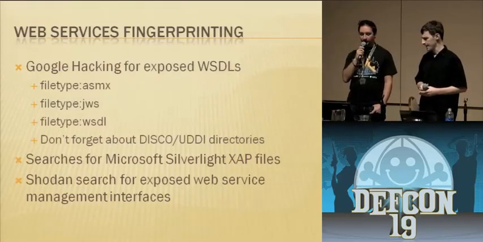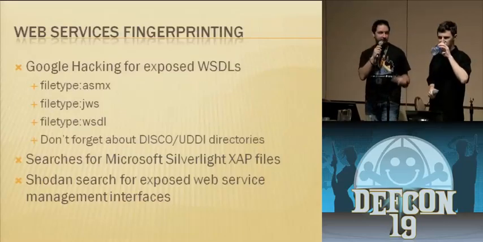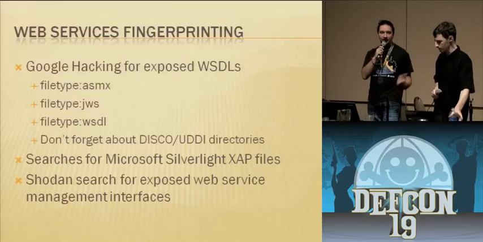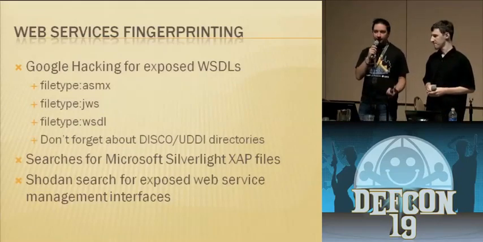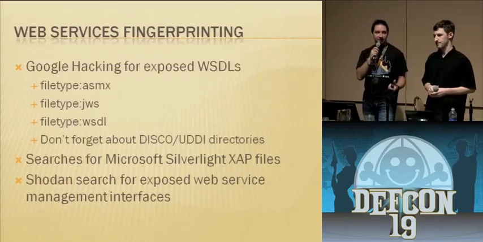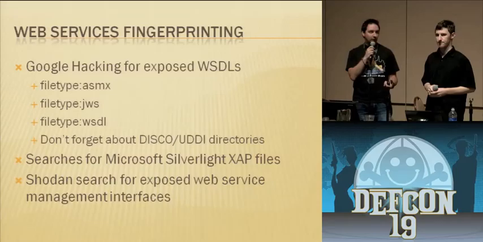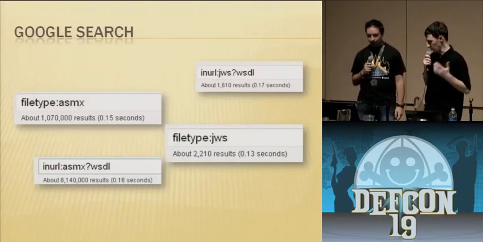And something that kind of gets overlooked: Microsoft Silverlight is a newer technology, and we're just starting to see a lot of research coming out around the security of Silverlight. But I'll talk about this in a second. The Silverlight XAP files, if you search for those in Google, are usually tied to web services. So you can look at the client-side app, see where those services are exposed, and then go from there. Okay, so here are some of the results.